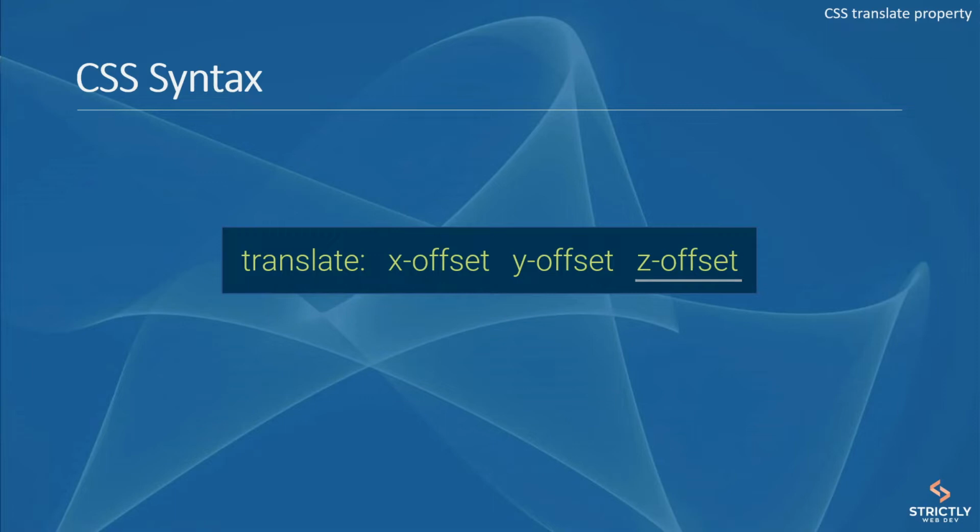Now keep in mind that for each of these values, there are certain units that you can use. For the X offset and the Y offset, you're allowed to use any CSS length unit, such as pixels, rems, ems, etc. Or you can also use a percentage. This is going to be the percentage of your actual element that you're moving. And for the Z offset, you're only allowed to use a length. So just keep these in mind.